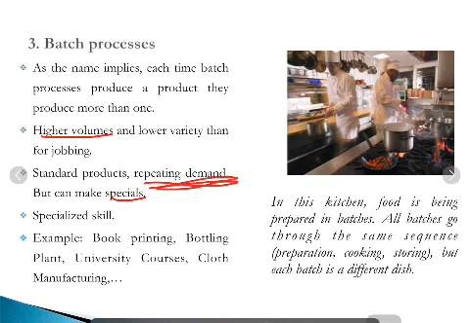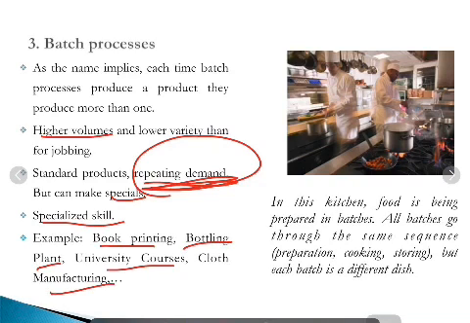If there is repeating demand, then we can use batch processes, and such a process needs specialized skill. Examples: book printing, bottling plant, university courses, clothes manufacturing. Clothes manufacturing responds to repeated demand, with standardized products.